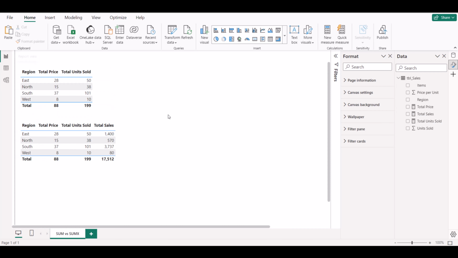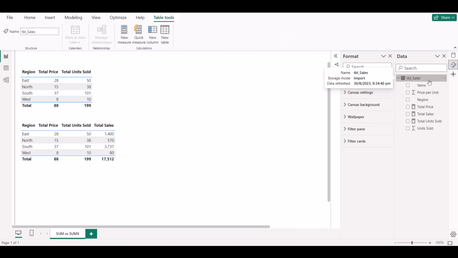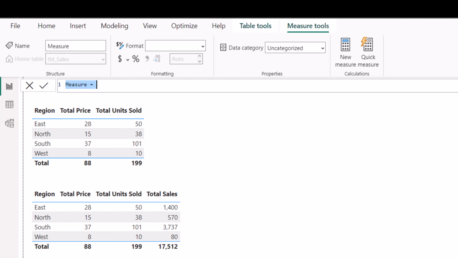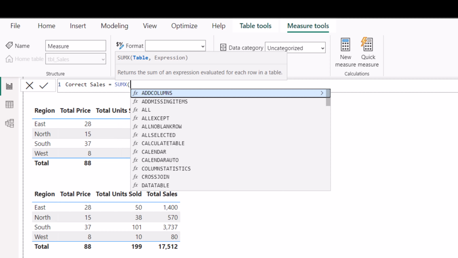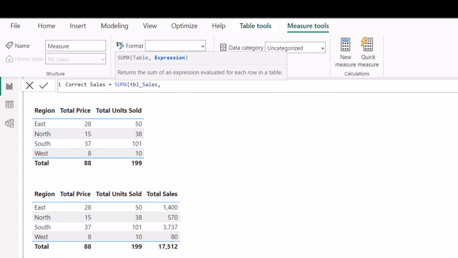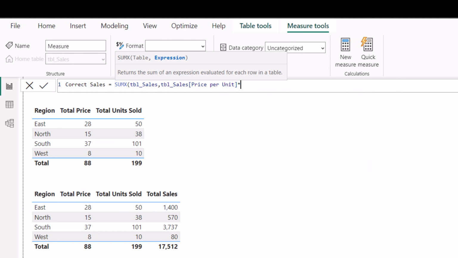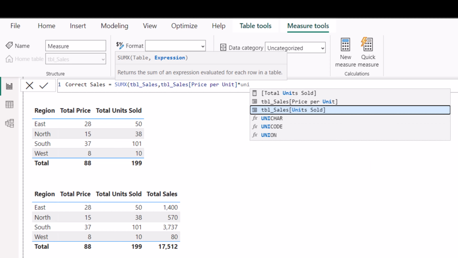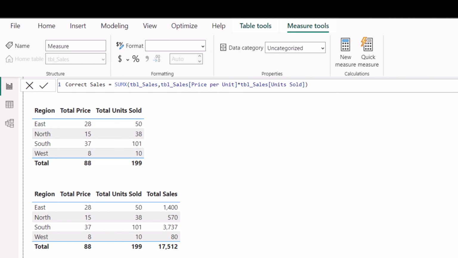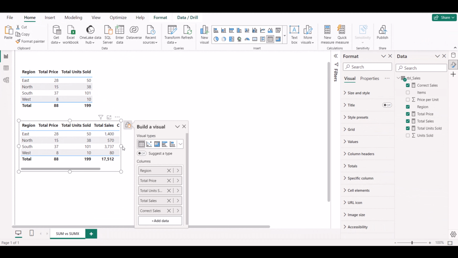That time we have to use the SUMX function. Now I am going to add another measure, correct sales equals SUMX, table TBL sales, comma, expression. Here you have to give the expression: price per unit from the sales table multiplied by units sold from the sales table, and close the bracket, hit enter. I am going to add this correct sales field into this table.